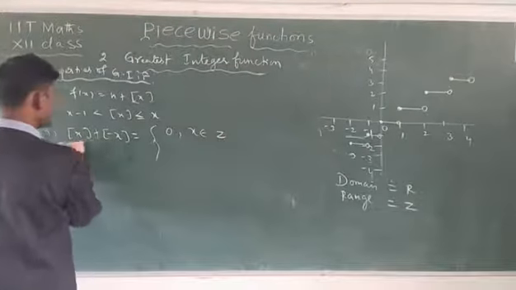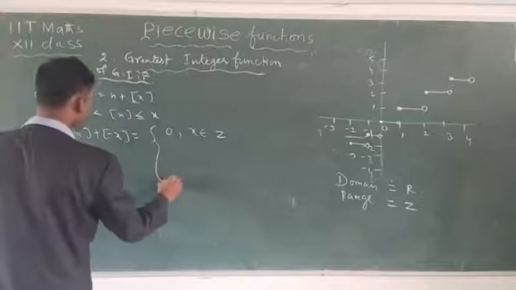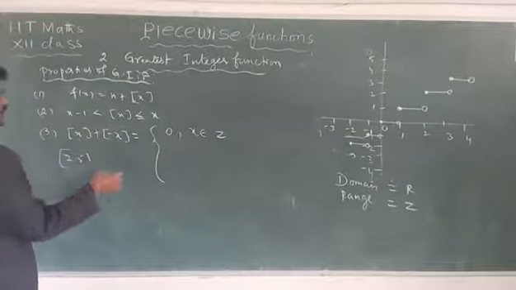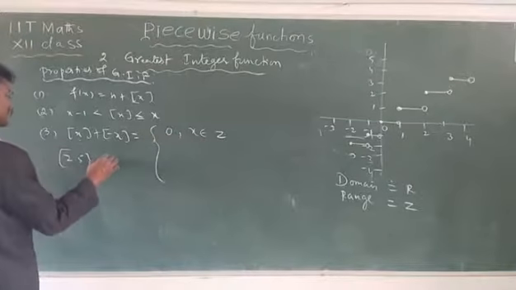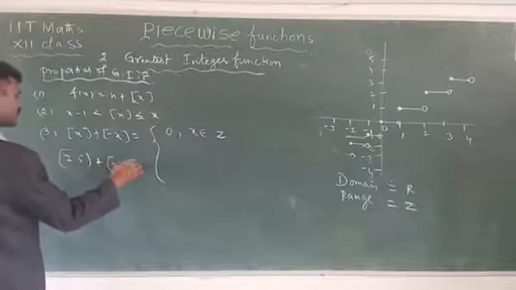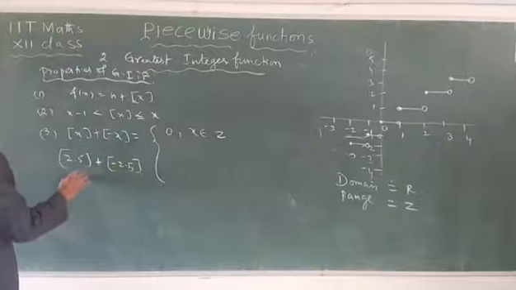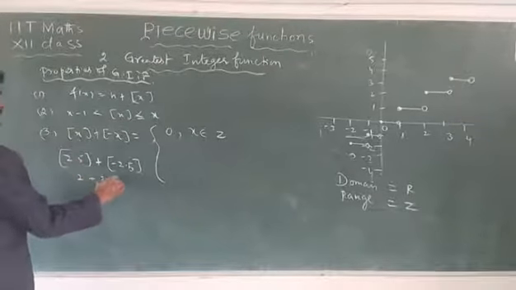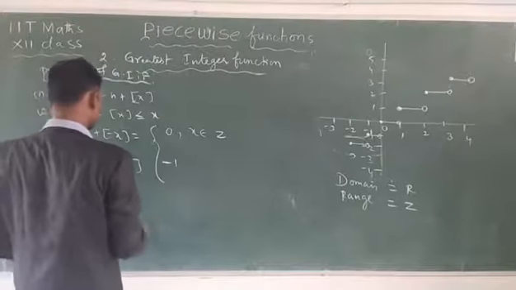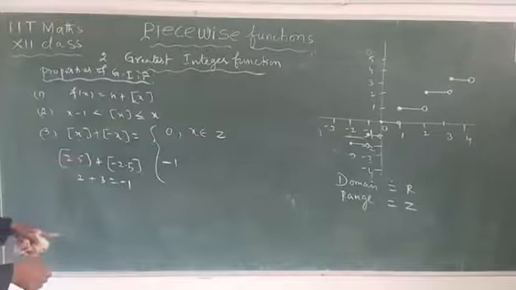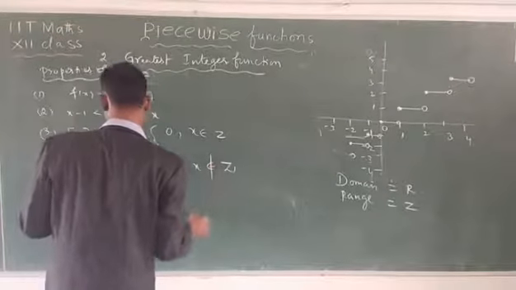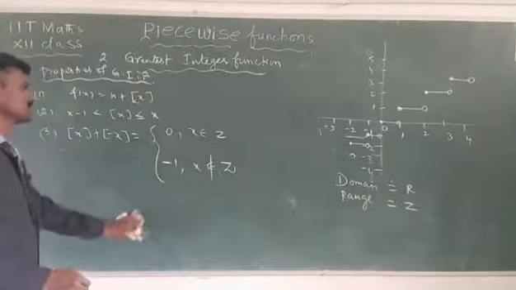Now suppose, not only 2, you can take a decimal, here 2.5. That means x does not belong to Z. 2.5 and here minus 2.5. Now 2.5 means here 2, and here this is minus 3, then 2 minus 3 is minus 1. You can take any number also. This is minus 1. That's why here x does not belong to Z.